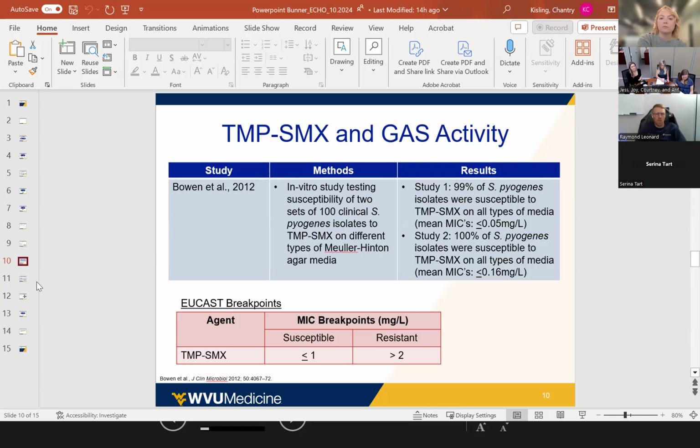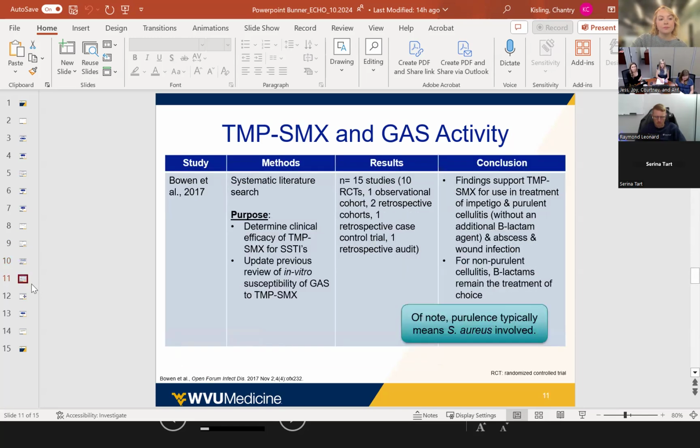Of note, the CLSI doesn't have defined breakpoints for Bactrim to Strep pyogenes, or group A strep, right now, but the EUCAST does have defined breakpoints, which I've provided on the slide there. You can go to the next slide.